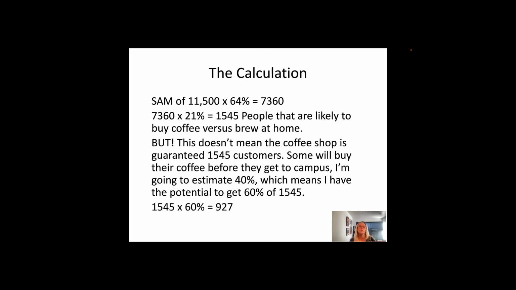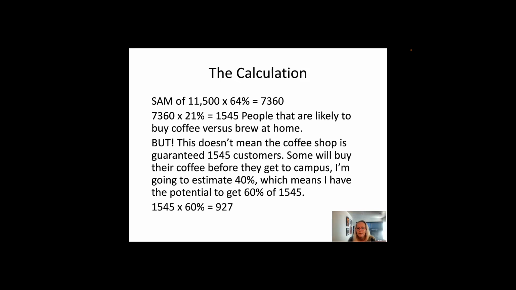So let's take a look at how this works. I have my SAM of 11,500. That's my students and employees. We're going to multiply that by 64%. Remember that that is the percentage of folks in the United States who drink coffee. It's a safe assumption to say that MiraCosta is a microcosm of the overall U.S. population. So we multiply that by 64% and we get 7,360 people.